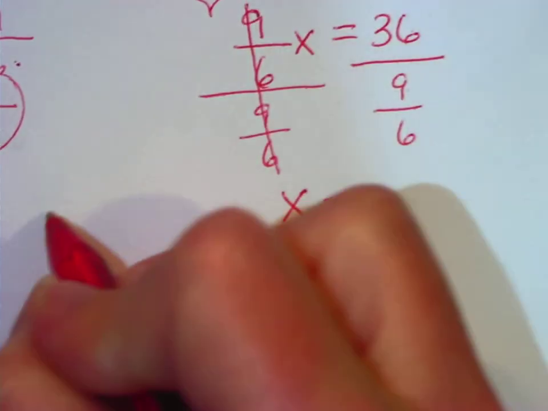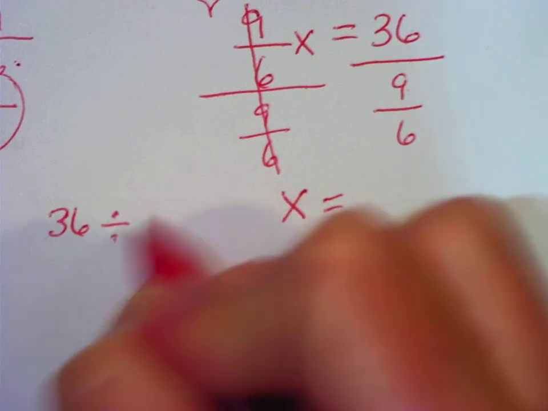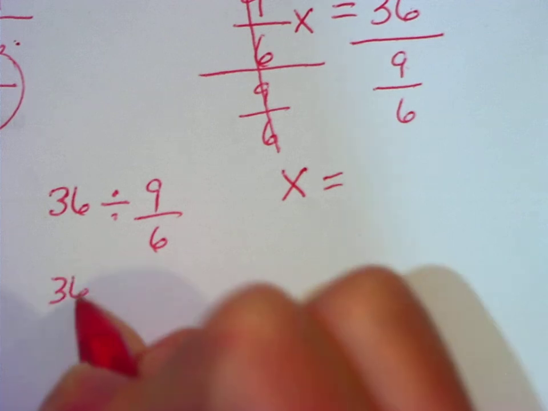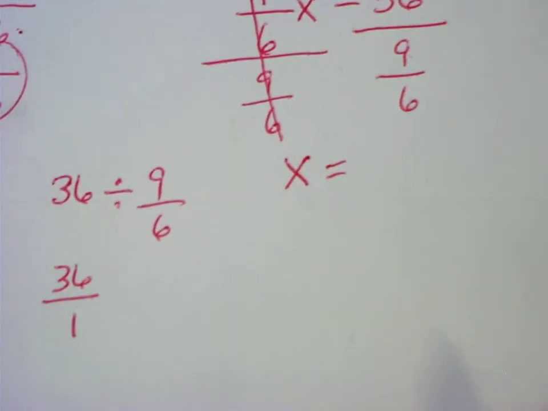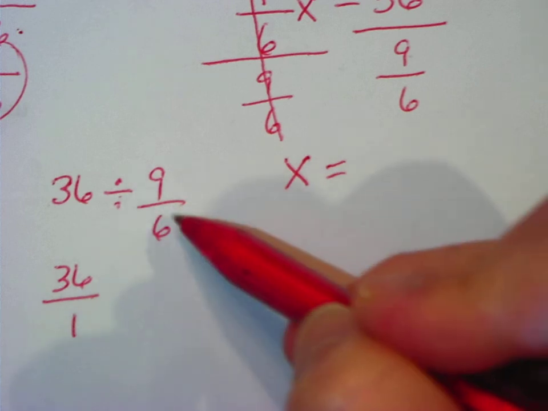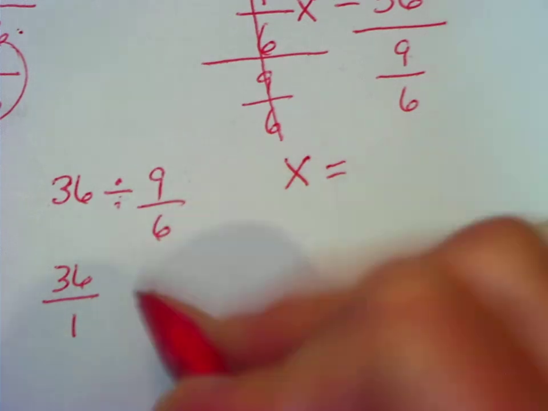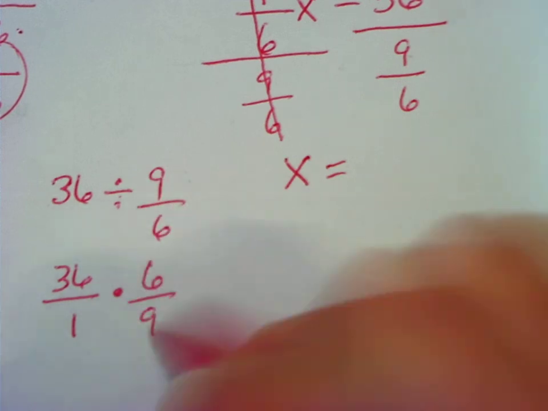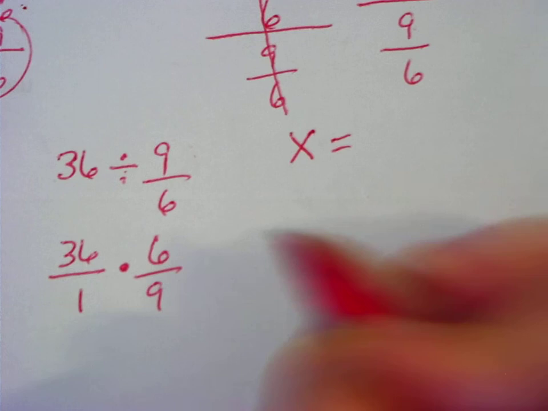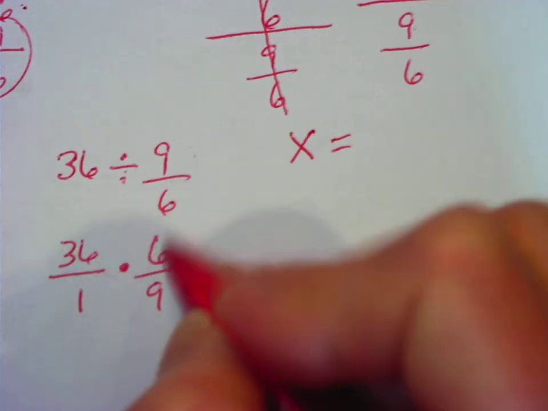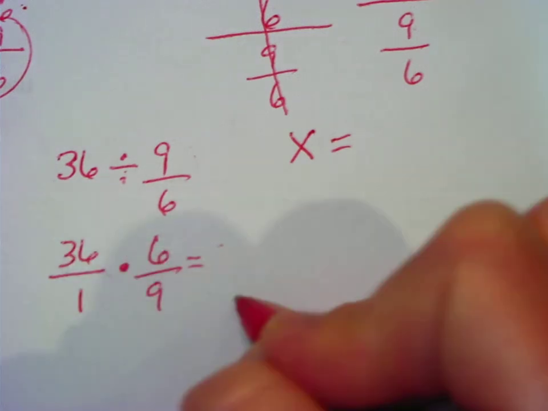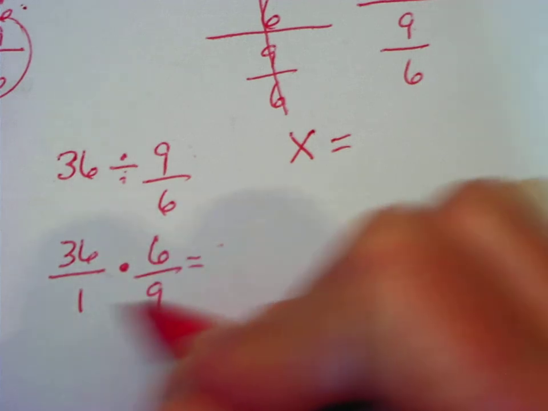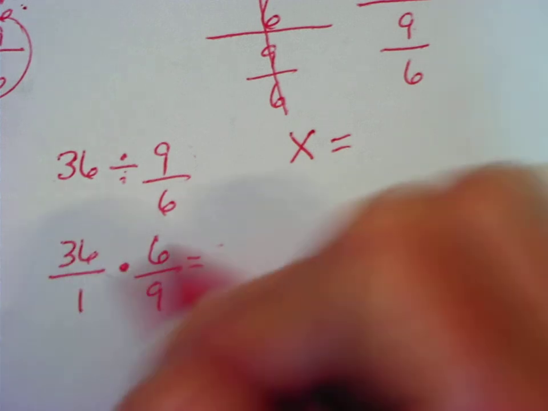36 divided by 9/6. Now the rule for dividing fractions is, if I made 36 a fraction, it would be 36 over 1. And the rule for dividing fractions is to flip your second fraction and multiply. So I would multiply by the flip of this fraction, 6/9. Now you could either multiply straight across and then divide, so 36 times 6 and 9 times 1, and then divide. Or you can reduce diagonally and divide that way.